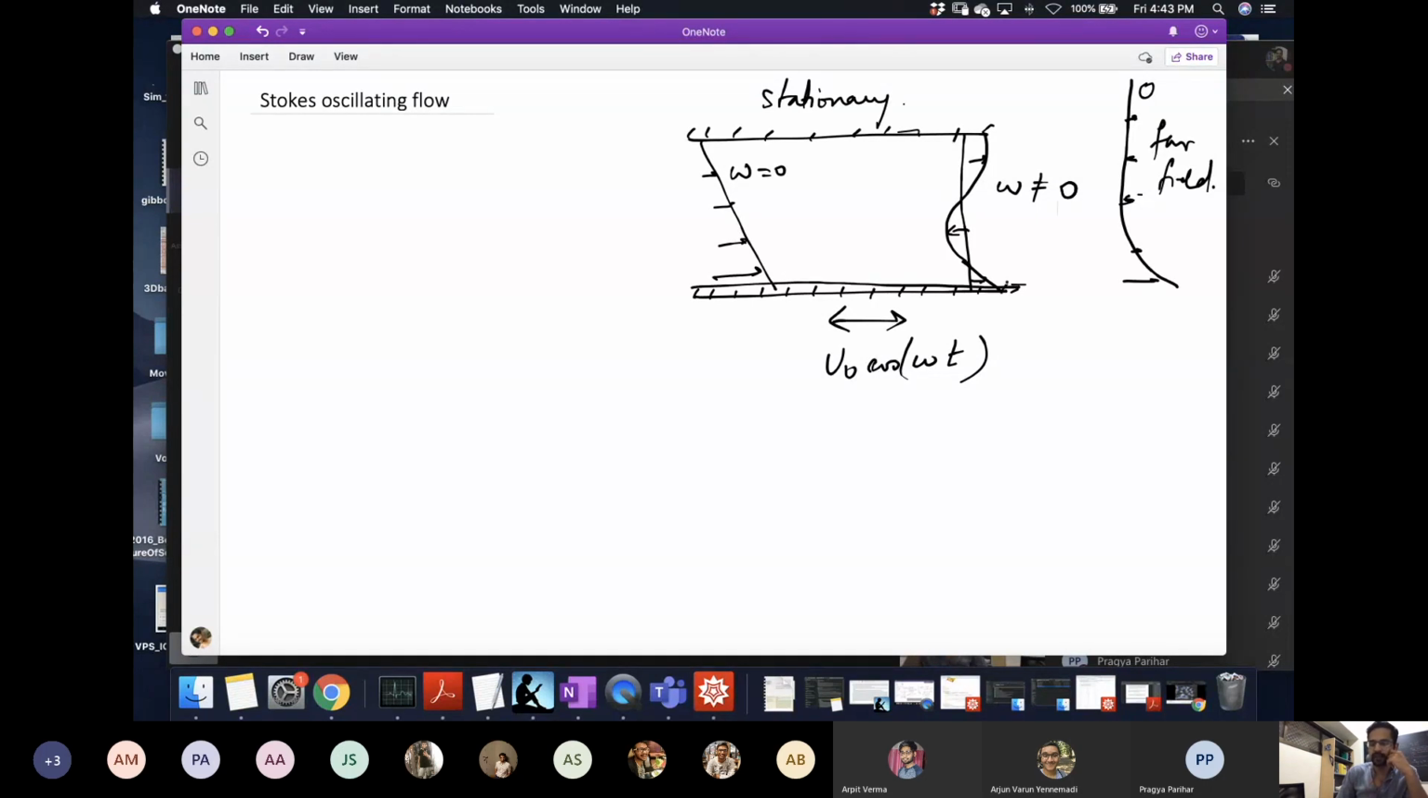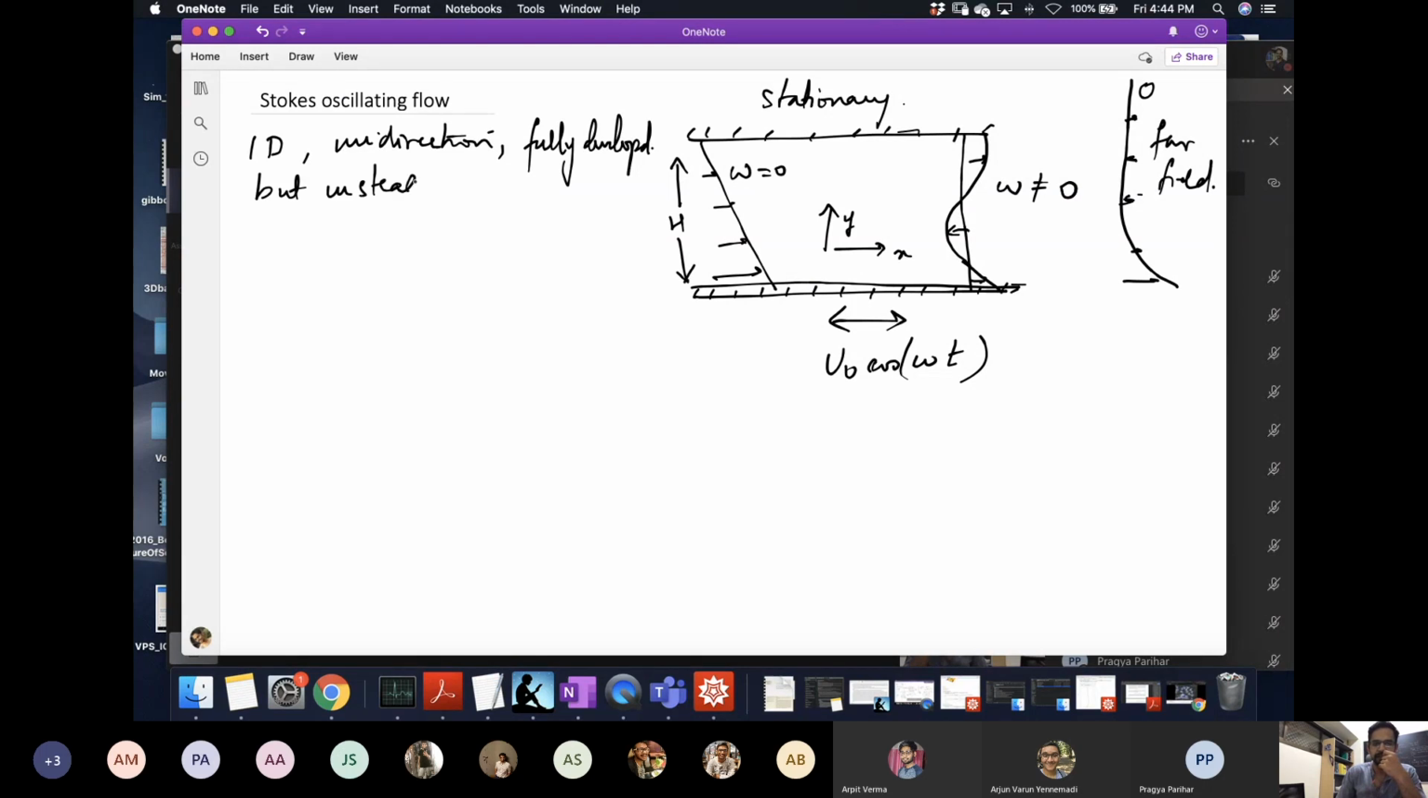And what we're going to do is use scaling to understand when we can obtain these different limits and how far is far and these kinds of things. Okay, so we are again going to consider now 1D unidirectional flow. It's still going to be fully developed, in the sense that nothing will vary in the x direction. So let me put a coordinate system. This is x, this is y, this is the height of the channel, which is h. But unsteady. So unlike the previous problem we did, which was steady state, this is now an unsteady problem.